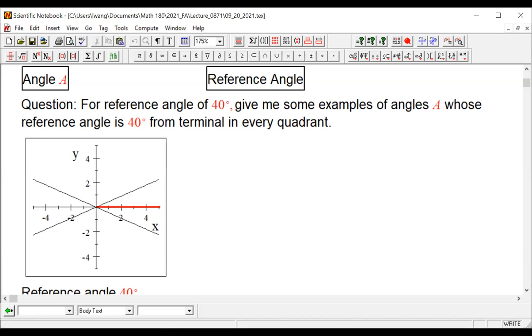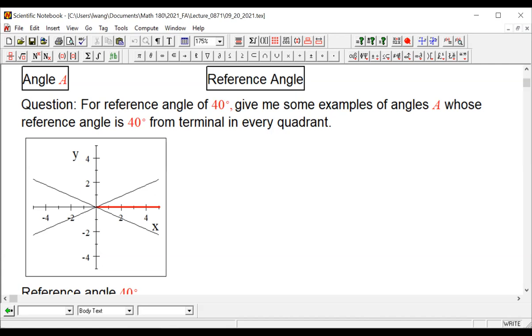Okay, let me read it. Any angle that terminates in the first quadrant will have its reference angle between 0 degrees and 90 degrees. Oh, yes, that's it. Any angle that terminates in the first quadrant will have its reference angle between 0 degrees and 90 degrees. That is correct. Okay, very good job.